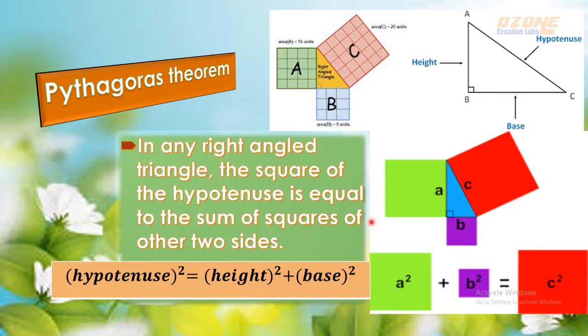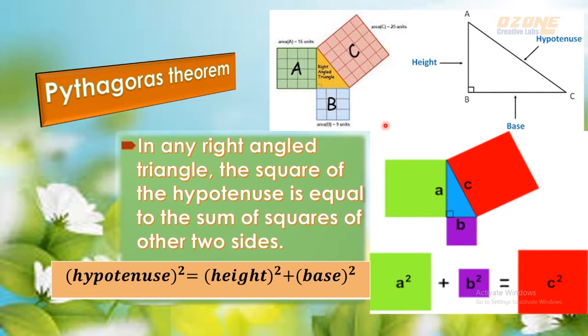Here one triangle with blue color shade is given, and to each side one square is attached. The sides of the triangle are a, b and c. The first square is with the side a, the second square with the side b, and the third square with the side c. So the areas of the squares will be a square, b square and c square respectively. So according to Pythagoras theorem, a square plus b square will be equal to c square.